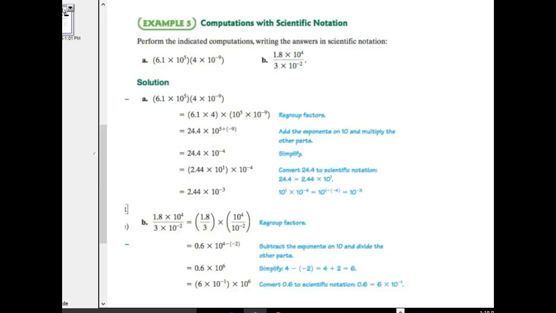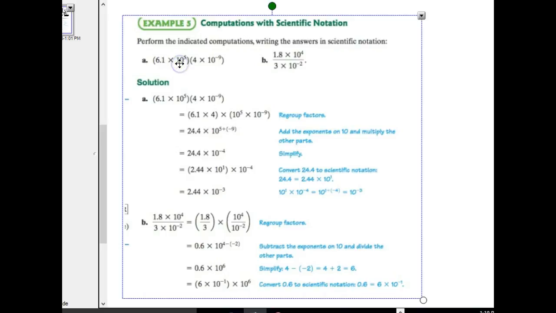In section P2 of your pre-calculus book, page 25, this is example 5, learning to do some computations with scientific notation. We're going to perform some multiplying and some dividing of numbers that are in scientific notation. The first one is 6.1 times 10 to the 5th times 4 times 10 to the 9th. So on the first one, we're multiplying those two together.